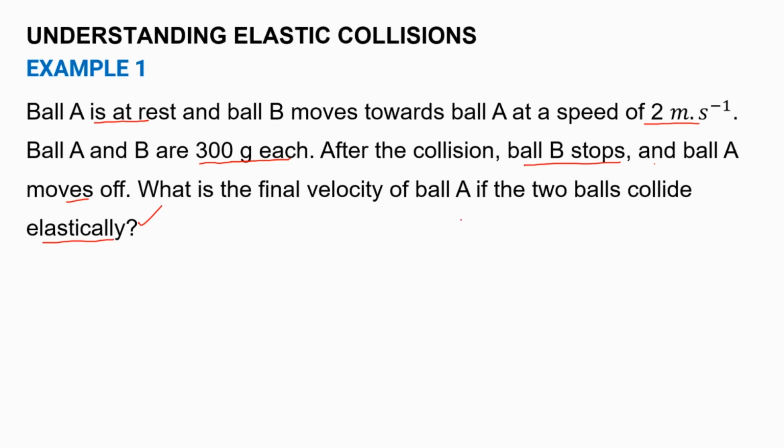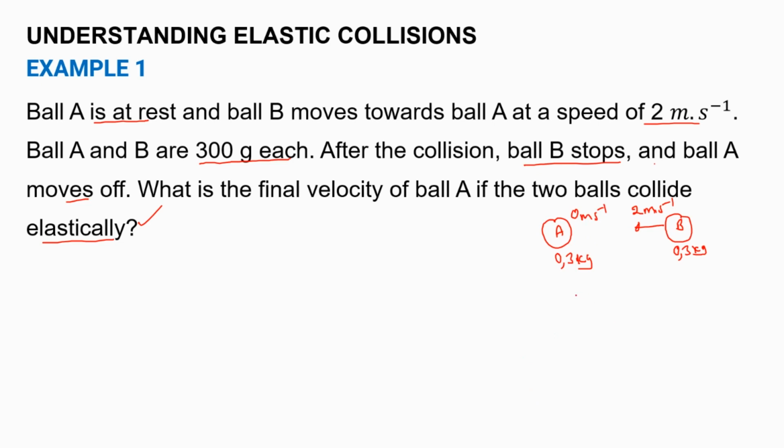We have ball A that is moving towards ball B, then ball B moving towards ball A. This is 0.3 kilograms. This is also 0.3 kilograms. This is before collision. And then ball A, it's not moving, so let me remove this. Ball A is at rest and then ball B is moving at 2 meters per second, and then this is 0 meters per second.